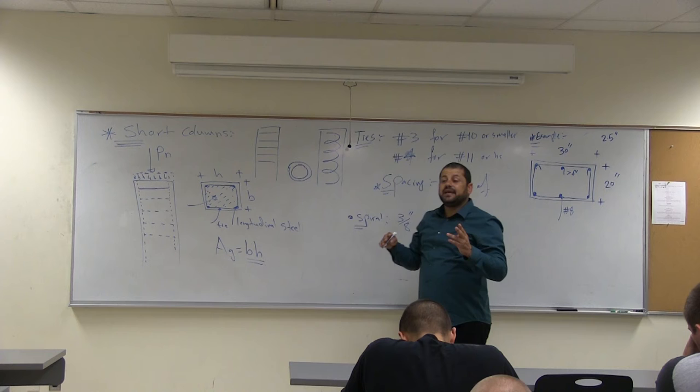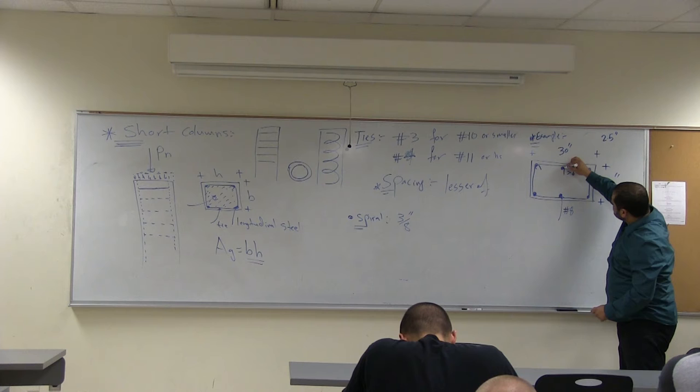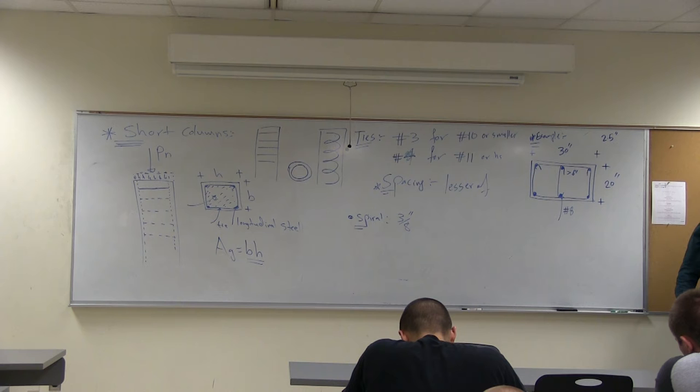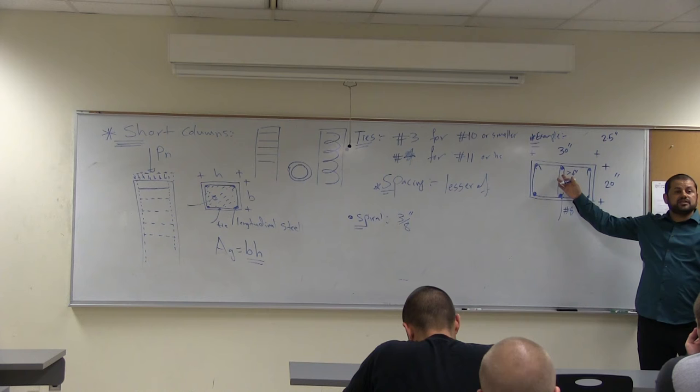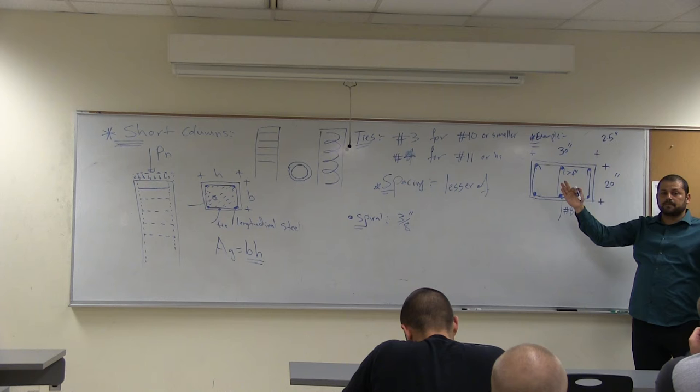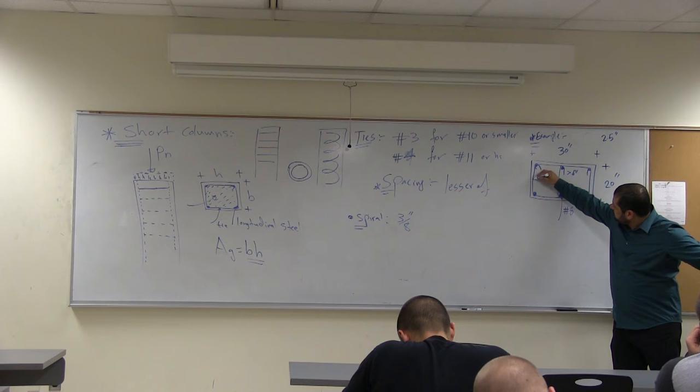So this bar must have its own confinement. We do this one more time in this direction. Good? One more time for this one. It needs confinement. If the distance between this one and the closest bar that's confined is less than 6 inches, you don't have to do it. Like if there's a bar in here.